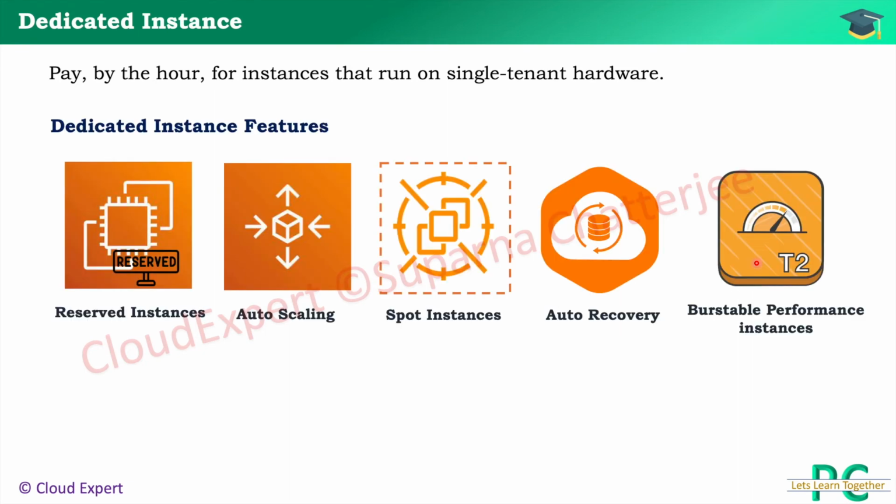Now let's review Dedicated Instance features. First, like normal EC2 instances, you can go for Reserved Instances. You can go for Spot Dedicated Instances also. You have the option to go for Auto Scaling. If you have a varying workload, then you can go for Auto Scaling. You can set auto recovery also. Similarly, like normal EC2 instances, you have the option for burstable performance instances.